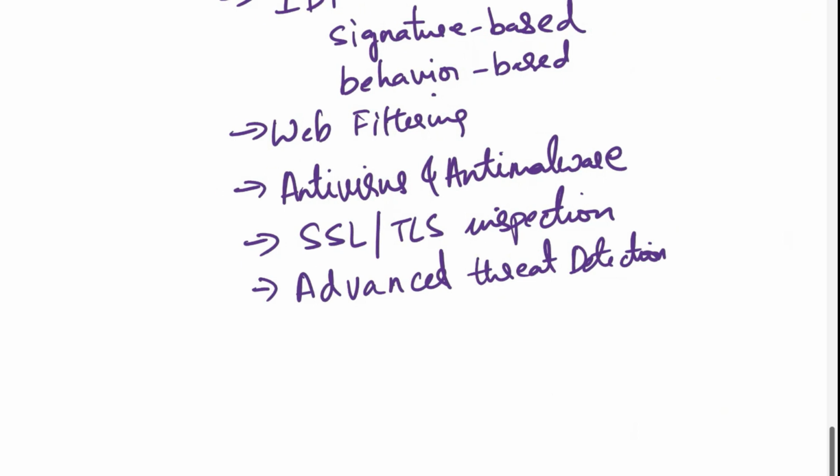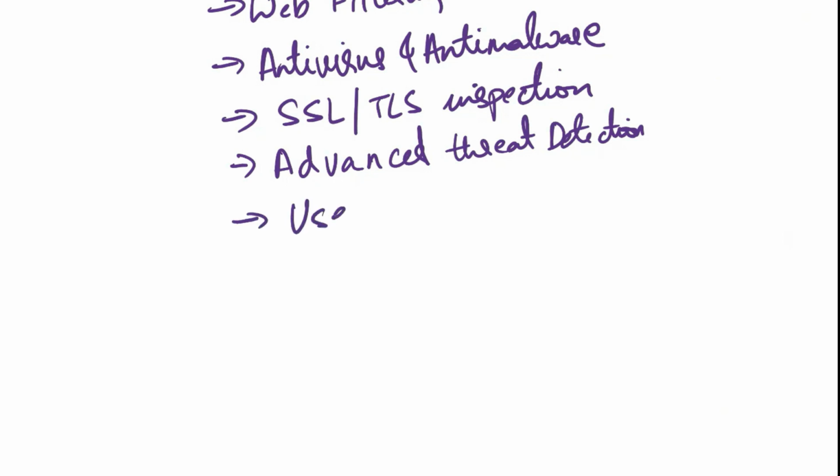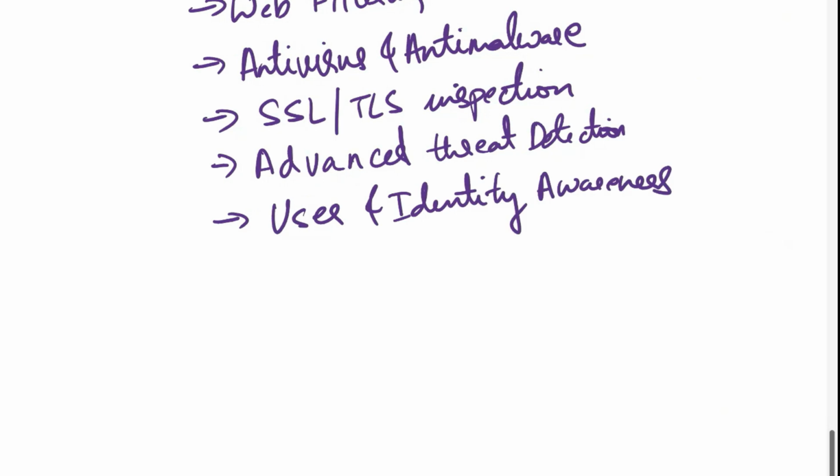Next generation firewalls may incorporate advanced threat detection technologies such as sandboxing and machine learning to identify and mitigate previously unknown or sophisticated threats. Next is user and identity awareness. Next generation firewalls can integrate with authentication systems to associate network traffic with specific users or user groups. This allows for more precise access control and policy enforcement based on user identity.